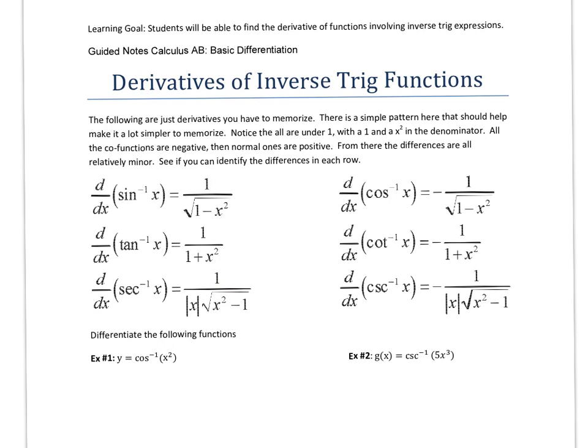They all have a 1 on top. They also all have an x squared and a 1 on the bottom. And then from there, the differences are very subtle. So this is the square root of 1 minus, this is just 1 plus, this is the absolute value of x, and then x squared minus 1. Very similar. So we're going to go ahead and do these derivatives. Let's take a look at example number 1 first.